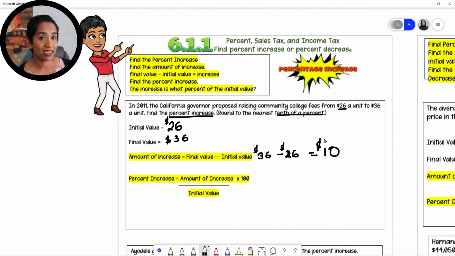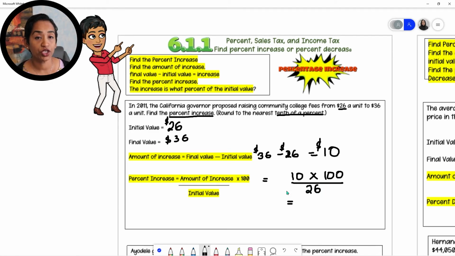But that's not what they're asking me. They're not asking me for the amount, they're asking me for the percentage. So how do I find the percentage? Here I have the formula. The amount of increase, which is $10, times 100, divided by your initial amount, which is $26.